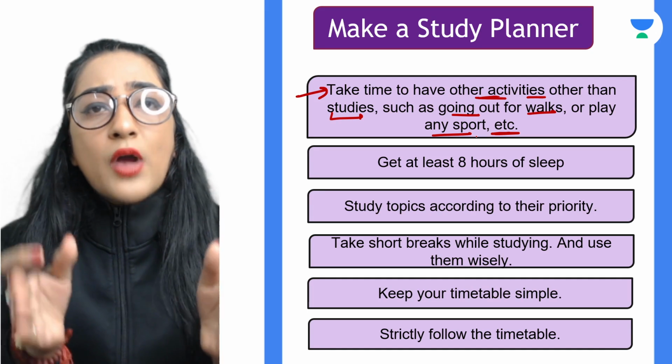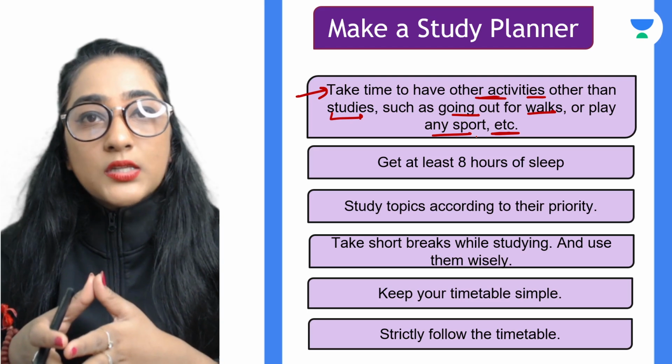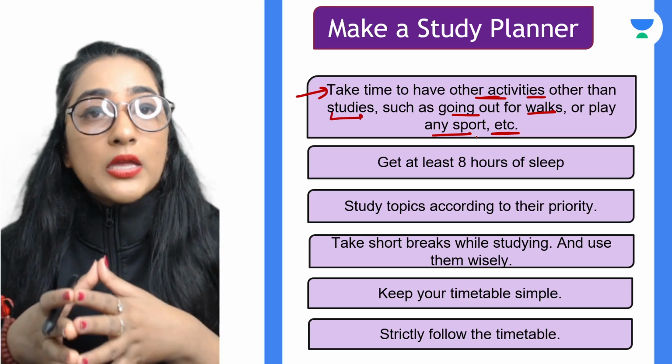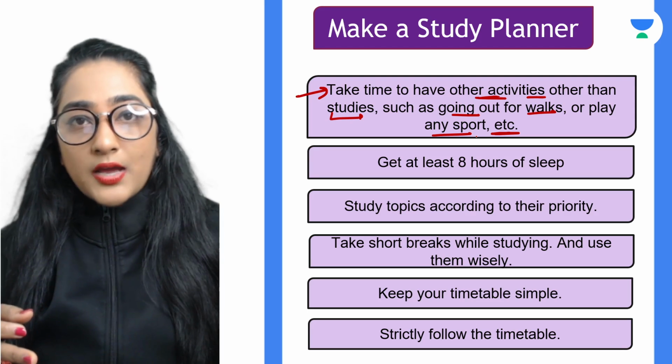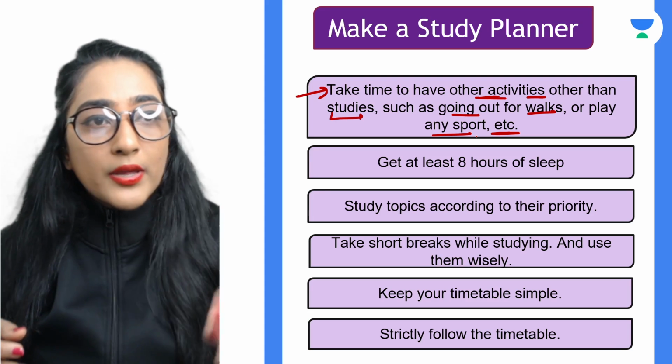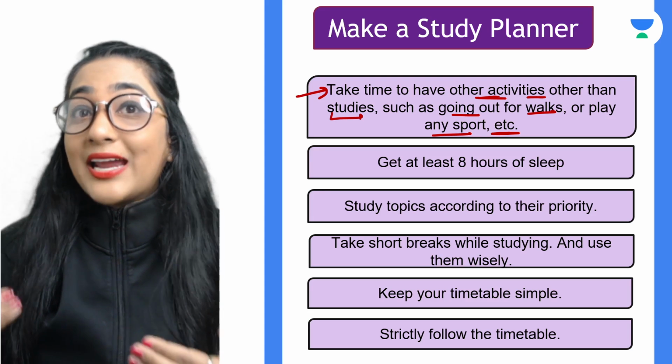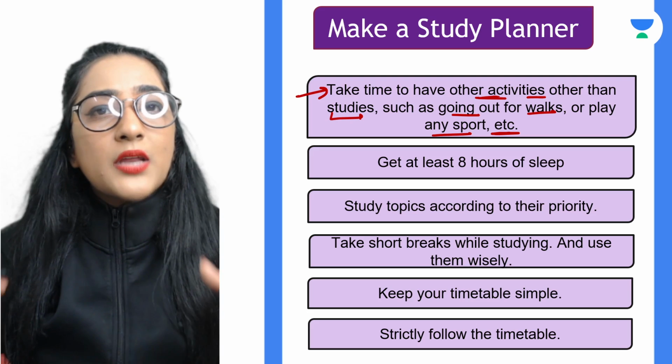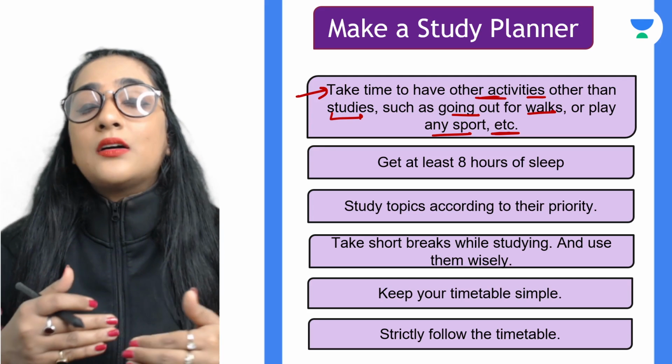You need to have other activities as well, so that you're not literally going crazy, because you must have studied for the entire session. Doing everything in one day is not the right way of studying. You need to keep it as simple and as easy as you can.